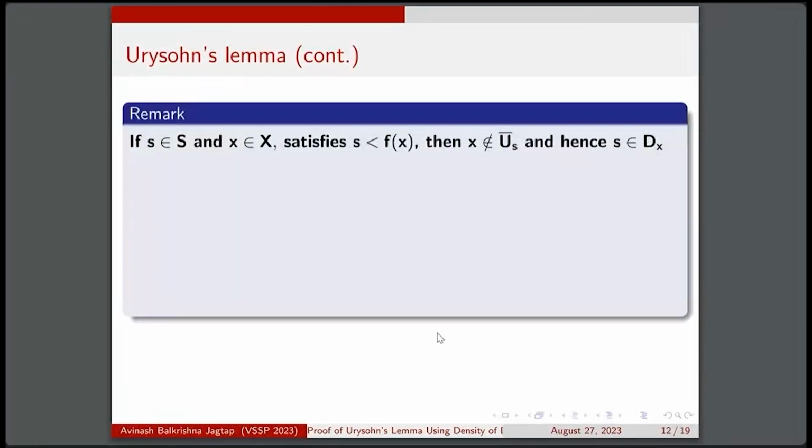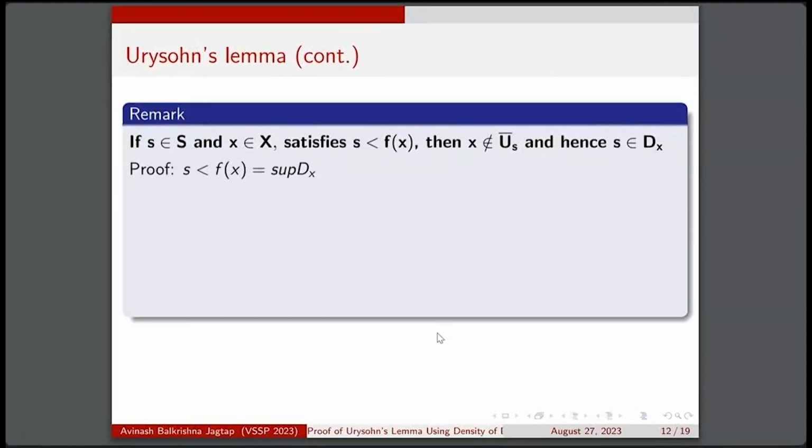Now before seeing the continuity of f, we have to see one remark, and it is very useful in proving Urysohn's lemma. We will use it several times. If s is a dyadic rational and x is in X, and if s is less than f(x), then x will not be an element of the closure of U_s. And since it is not an element of the closure of U_s, it is not in U_s also. And hence x is not in U_s, so s will be an element of D_x.